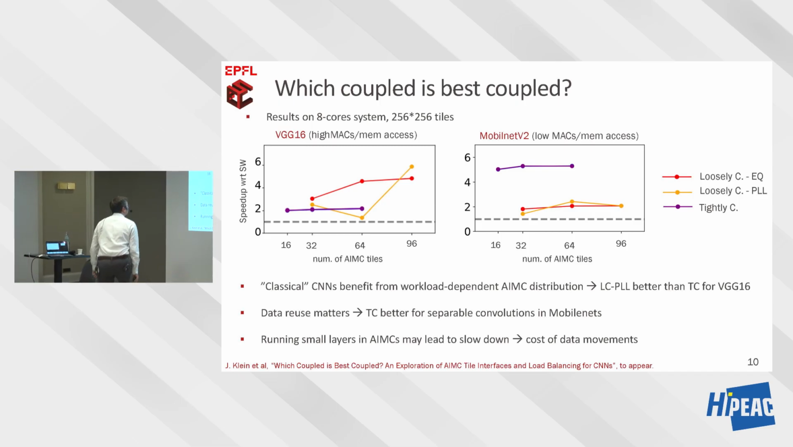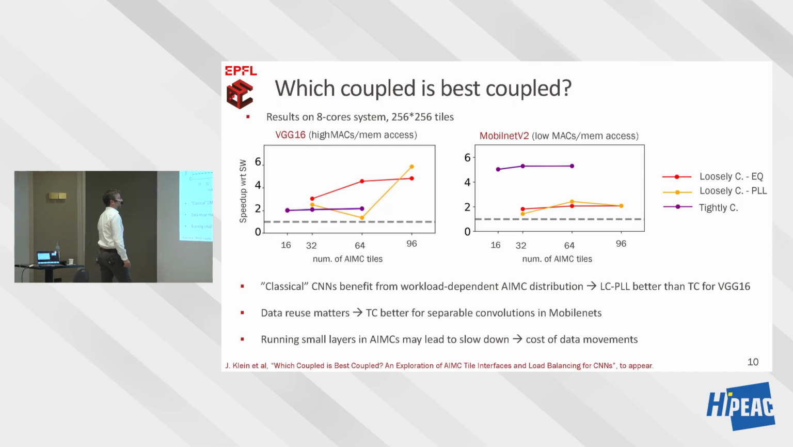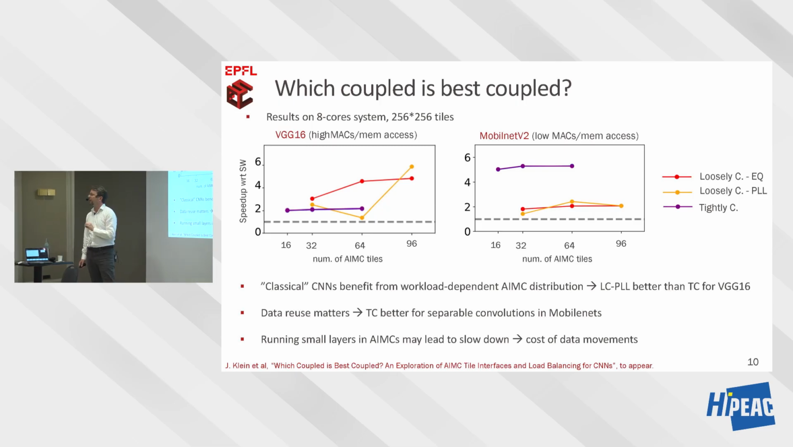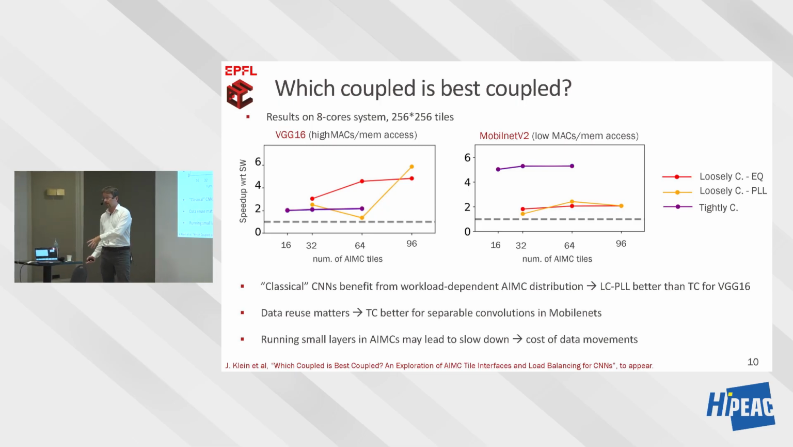The third take-home message is that the type of integration which you may want to do is very much application dependent. If you have a lot of data reuse, so once you transfer some data to the crossbar, you can reuse it over and over, then you're better off with a loose coupling because you can amortize the cost of data movement, and the flexibility of being able to assign accelerators here and there pays off. And this is the case of VGG16.